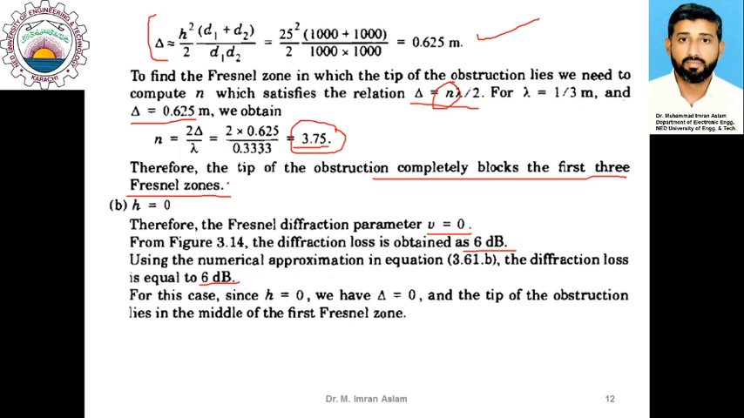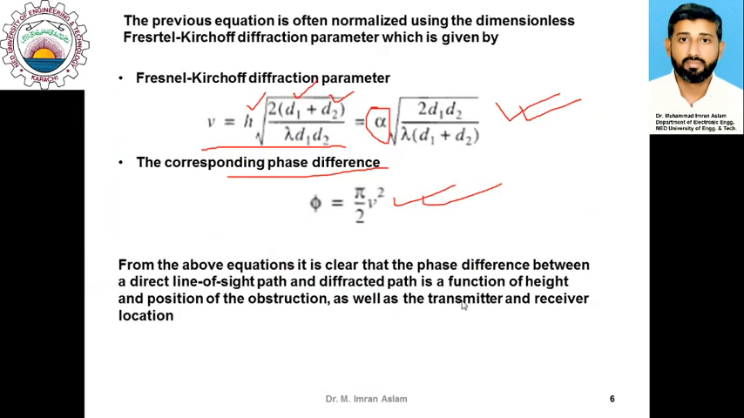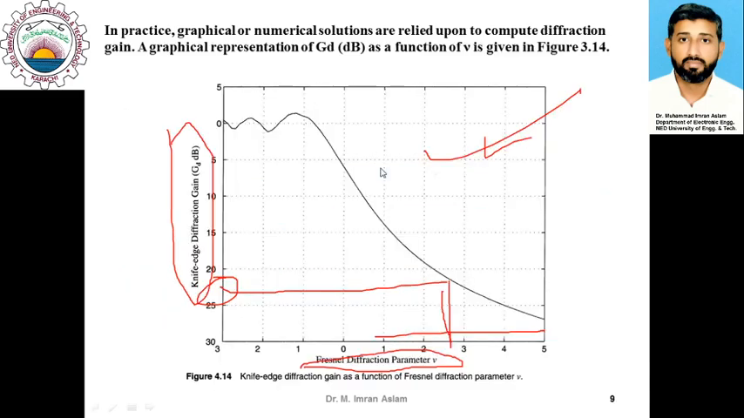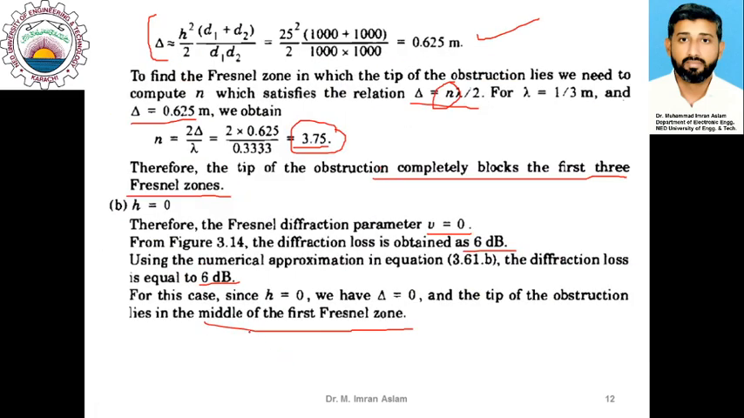How many Fresnel zones would be obstructed? You can see that because they are at the same height, only part of the first Fresnel zone would be obstructed, because the half of the Fresnel zone, which is the lower side of the diffraction, comes here. So it's only obstructing the first Fresnel zone, which is here. The upper part of the first Fresnel zone is free, so it's only obstructing the lower part of the Fresnel zone. So the obstruction is in the middle of the first Fresnel zone.